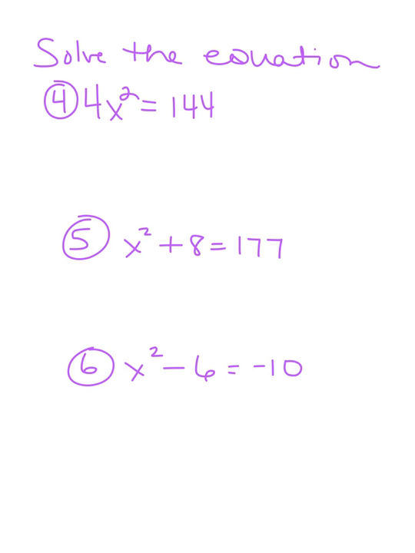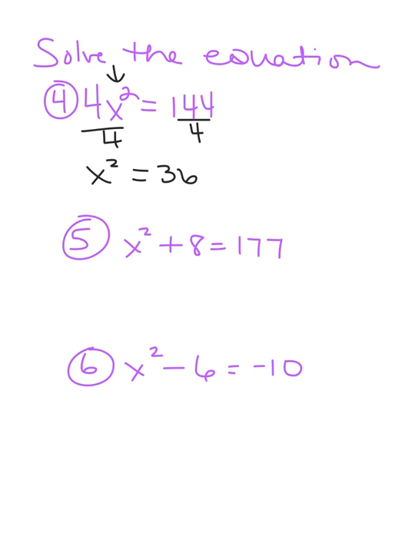Let's continue on with some other examples. So we're still solving the equation. In number 4, I notice that I don't have my variable isolated. I don't have that x by itself. It's multiplied by 4. How do I get rid of that 4? Well, I do the opposite operation. It's 4 times x squared, so this time I'm going to divide both sides by 4. When I do that, I have x squared is equal to 144 divided by 4, which is 36.